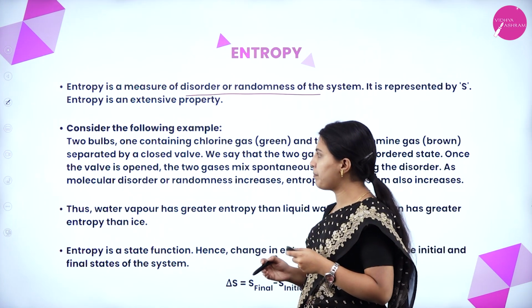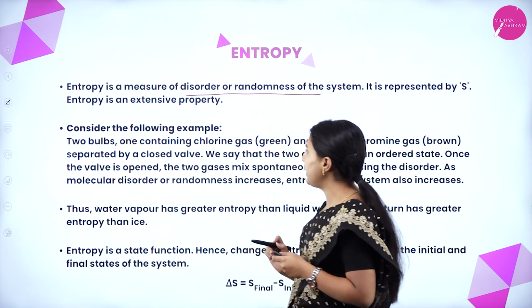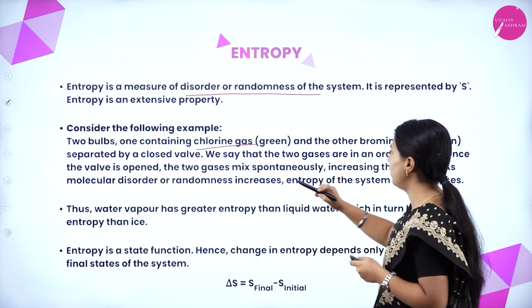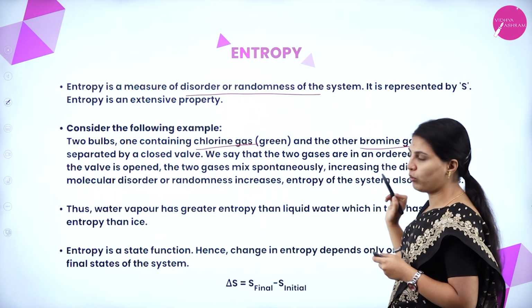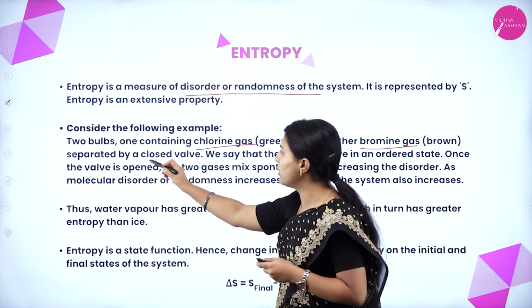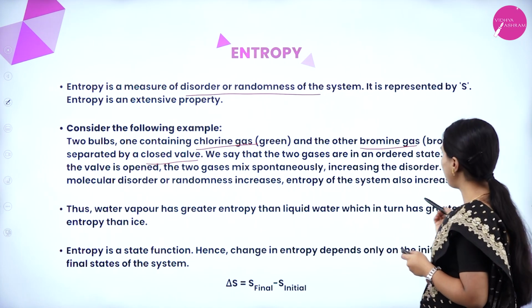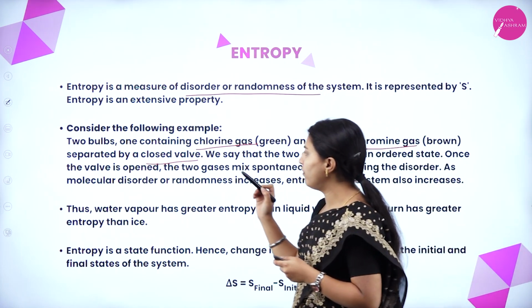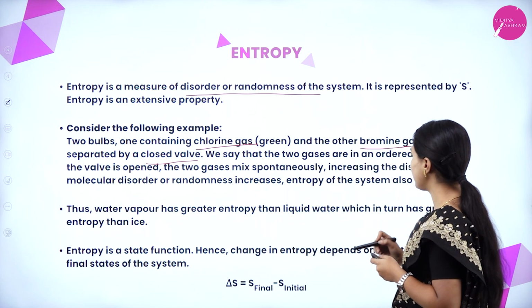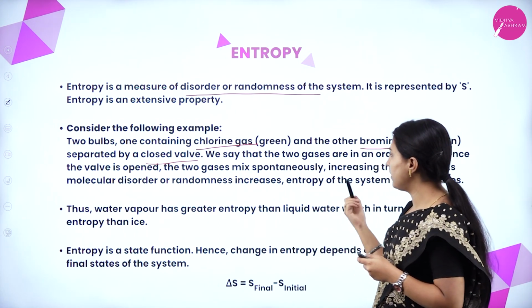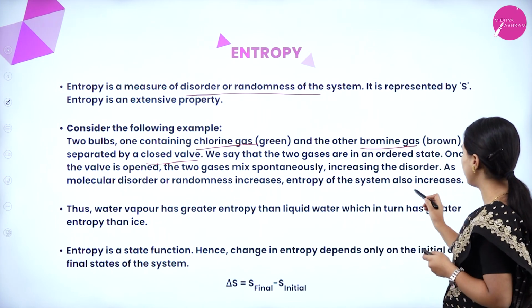Consider the following example. Two bulbs, one containing chlorine gas, which is green, and the other bromine gas, which is brown in color, separated by a closed valve. We say that the two gases are in an ordered state. Once the valve is opened, the two gases mix spontaneously, increasing the disorder. As molecular disorder or randomness increases, entropy of the system also increases.